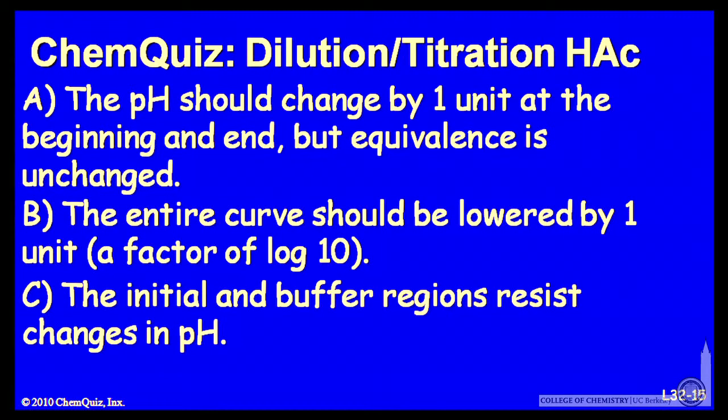Let's look at a possible explanation for each answer. A, the pH should change by 1 unit at the beginning and the end, but the equivalence is unchanged. B, the entire curve should be lowered by 1 pH unit, a factor of log 10. Or C, the initial and the buffer regions resist changes in pH. Think about those three and make a selection.